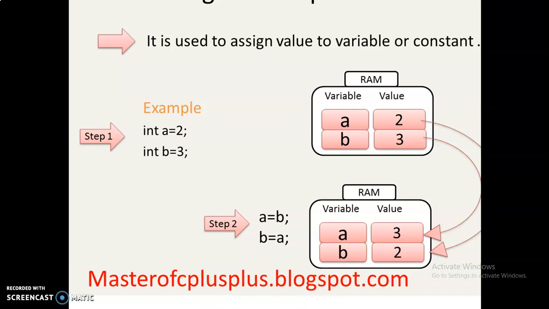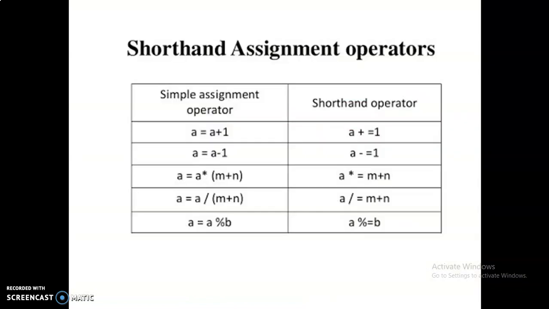It is used to assign a value to a variable or constant. These are all the shorthand assignment operators. Shorthand assignment operators means this is a shorthand operator. a plus equal to 1 means a is equal to a plus 1. a minus equal to 1 means a is equal to a minus 1. These are all called the shorthand assignment operators.